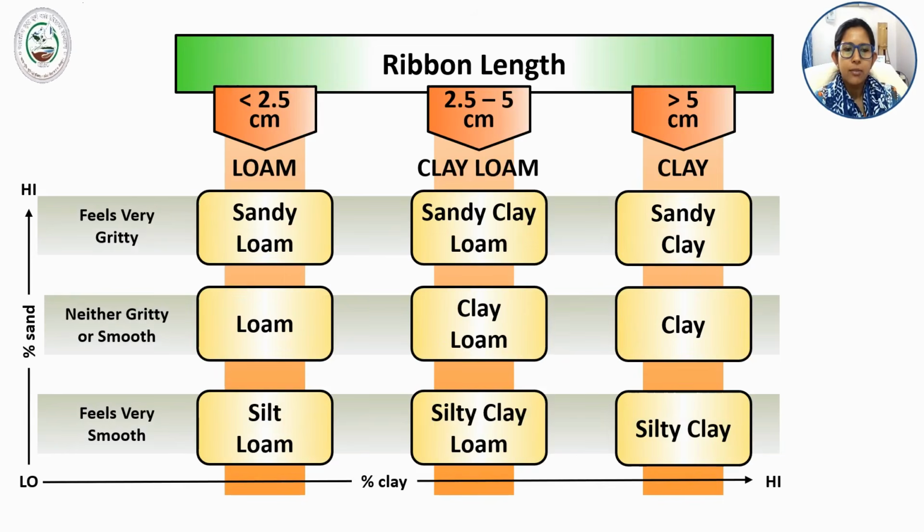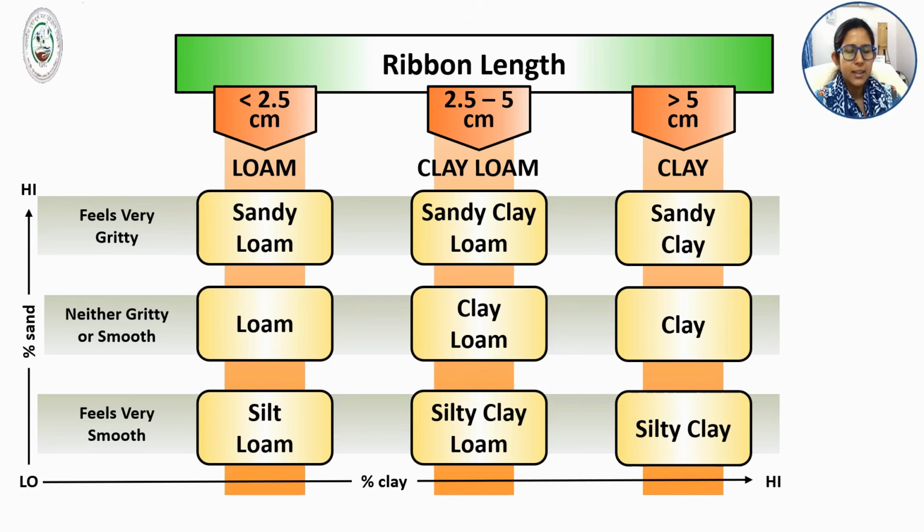For sandy soils, no ribbon formation takes place. If the ribbon formation is less than 2.5 cm, it is in the loam range. If the ribbon length formed in the field is 2.5 to 5 cm, the soil is generally in the clay loam texture. And if it is more than 5 cm, it is in the clay texture.